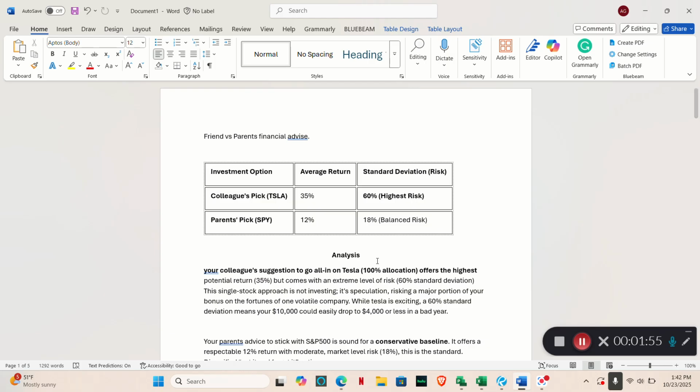So if we move to my Word document, basically here we have our friend versus our parents' financial advice. So our friend chooses Tesla. They have an average return of about 35% based on the 5-year historical data, with a standard deviation, known as risk, of about 60%. So it has a higher risk for sure. Compared to our parents' pick, the S&P 500, which has about a 12% return, but it's 18% standard deviation. So it has a balanced risk.